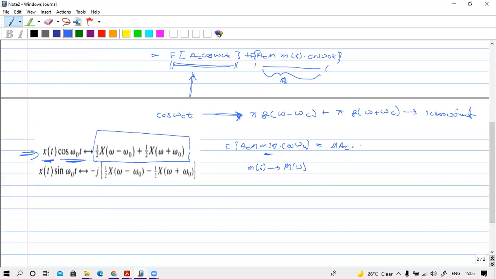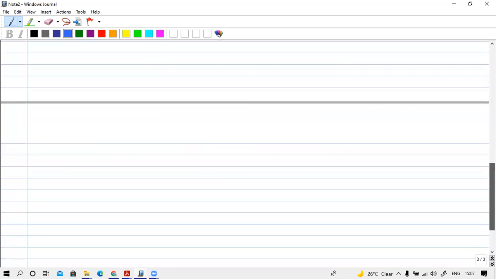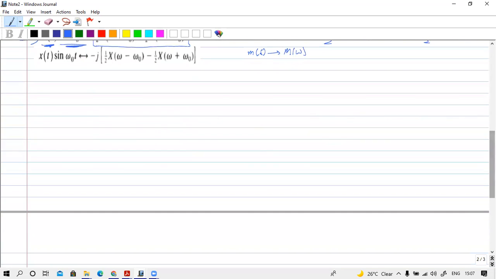Okay, so we can write this as capital N omega minus omega c, here half mu AC there, and capital N omega plus omega c. So likewise, we can write this. Okay, so what is the total, what is the final answer?